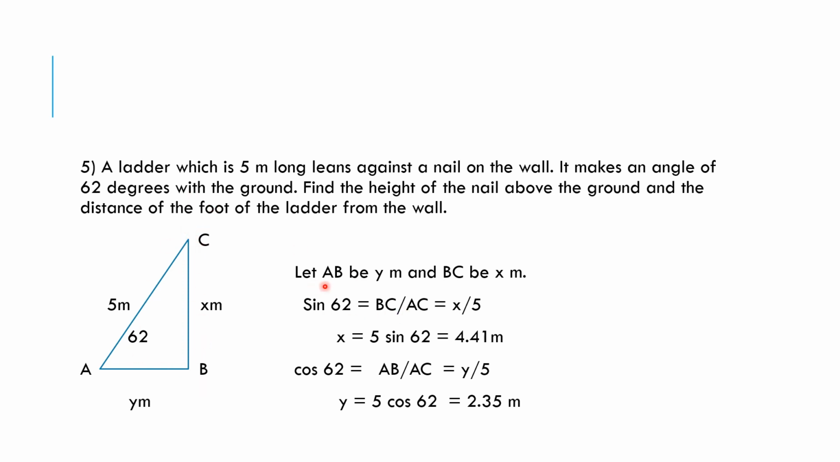In the figure, AC represents the ladder leaning against the wall BC, where C is the nail. Let AB be Y meters and BC be X meters. Sine 62 is BC over AC, which is X over 5. X is 5 times sine 62, which is 4.41 meters. And cos 62 is AB over AC, which is Y over 5. Y is 5 times cos 62, which is 2.35 meters.